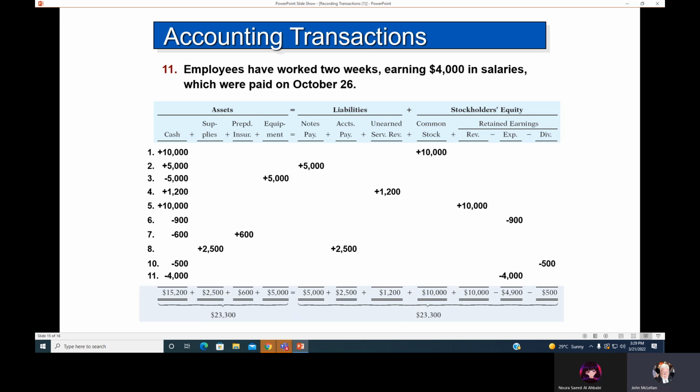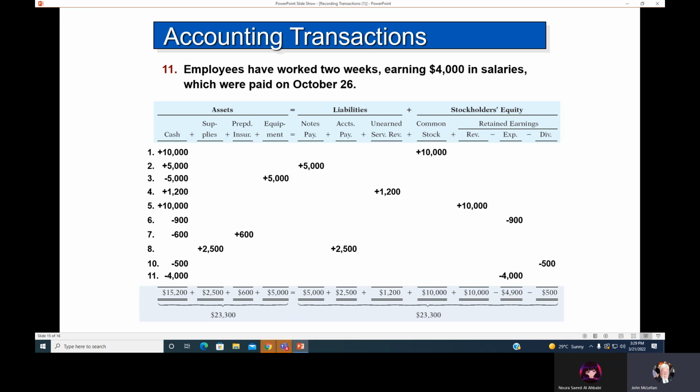Now, when I totaled them up, these are the effects all the transactions have on the accounts. At the end of October, I now have cash of $15,200, supplies of $2,500, prepaid insurance of $600, and equipment of $5,000. So I total my assets. Those are resources I have. I have $23,300 in assets.